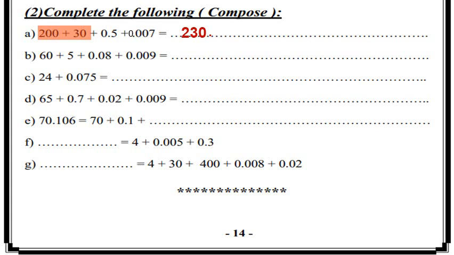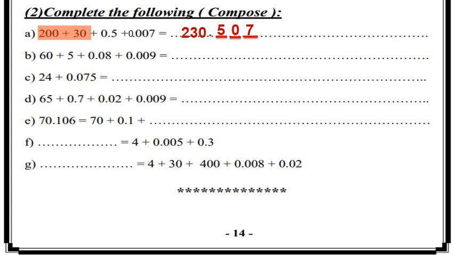So we have 3 decimal places. Put 3 dashes. The 5 is in the tenths place, so it will be in the first decimal place. The 7 is in the thousandths place, so it will be in the third decimal place. And now the hundredths place is empty, so we will put 0. So the number is 230 and 507 thousandths.